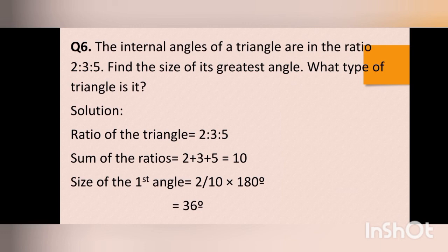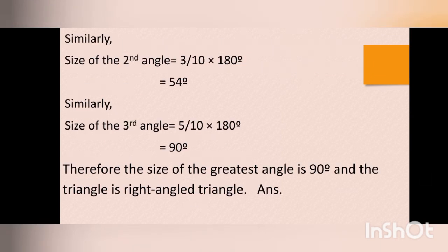Then the size of the first angle equals 2, the ratio of the first angle, divided by 10, and then multiplied by 180 degrees. After solving it you will get 36 degrees. So the size of the first angle is 36 degrees. Similarly, the size of the second angle equals 3 divided by 10 multiplied by 180 degrees, where 3 is the ratio of the second angle and 10 is the sum of the ratios. And 180, you all know, is the sum of the interior angles of a triangle. After solving this we have got 54 degrees.